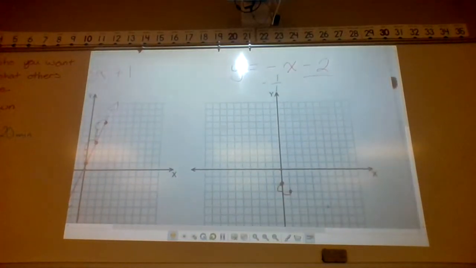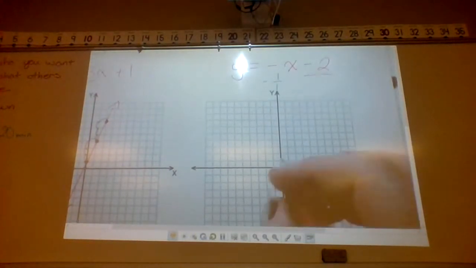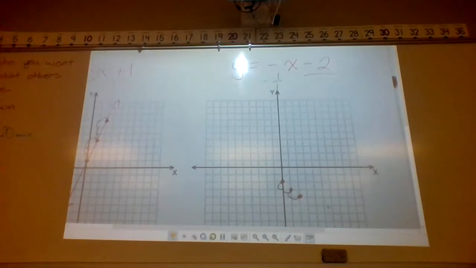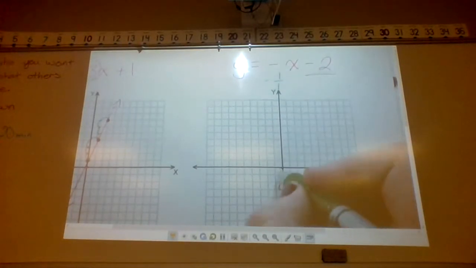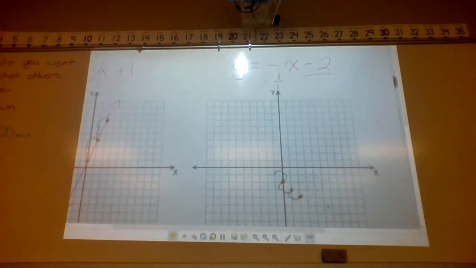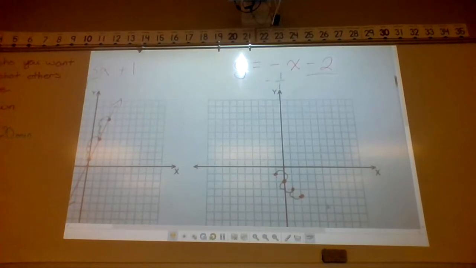Put it up. Down one to the right one. Put it up. Or you could have gone up. But if you go up one, you better go to the left one. It doesn't matter, as long as one of those is going towards a negative. It does because I switched my loops.